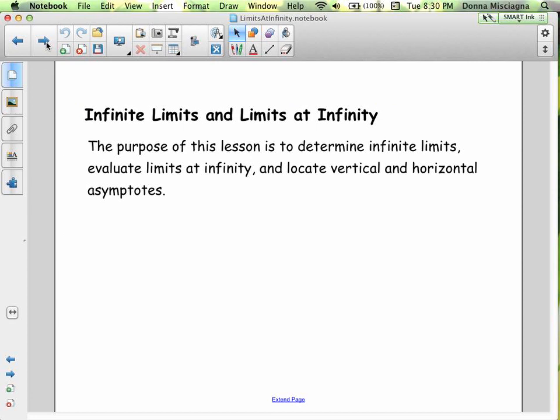Infinite limits and limits at infinity. The purpose of this lesson is to determine infinite limits, evaluate limits at infinity, and locate vertical and horizontal asymptotes.